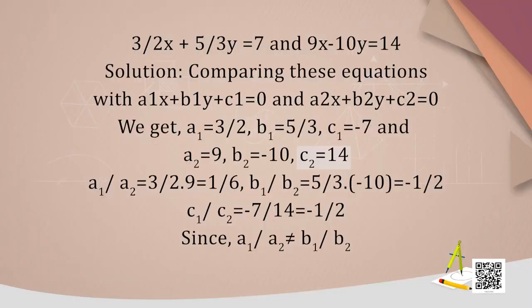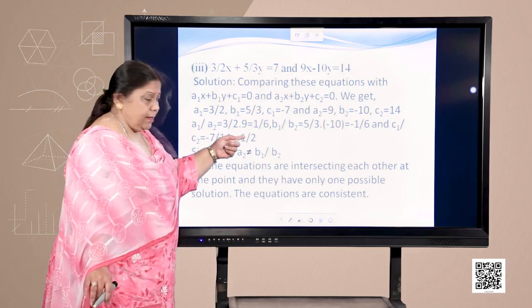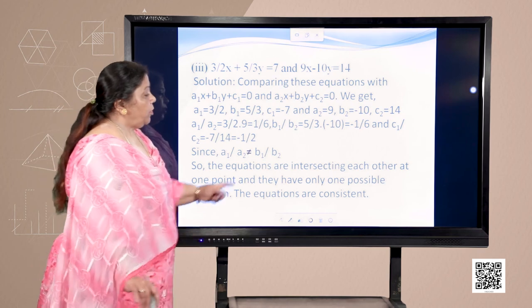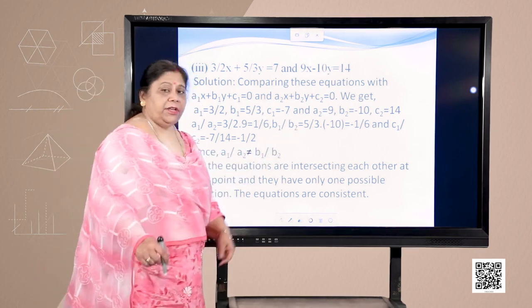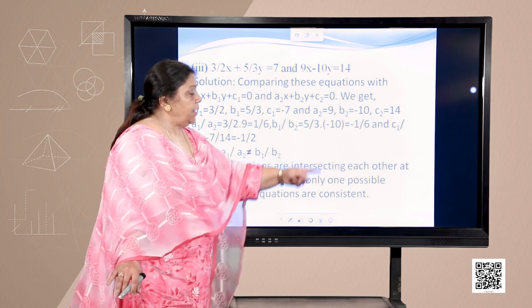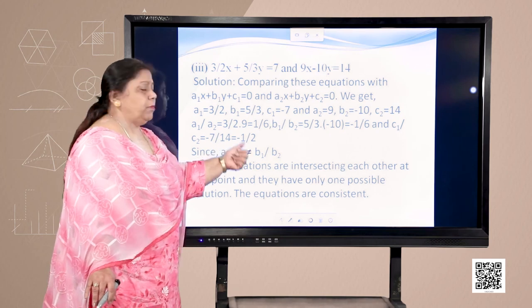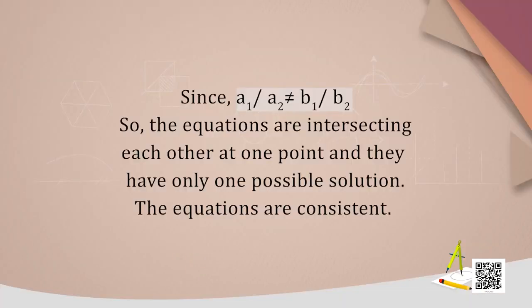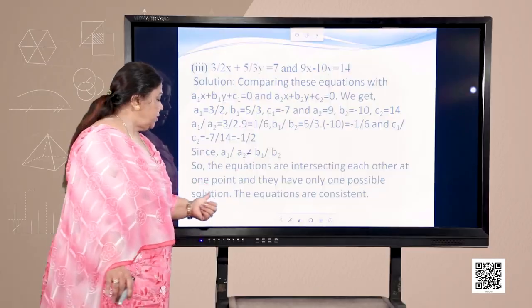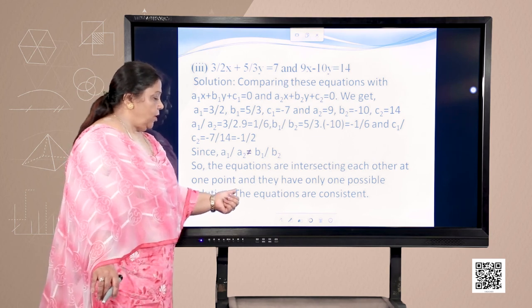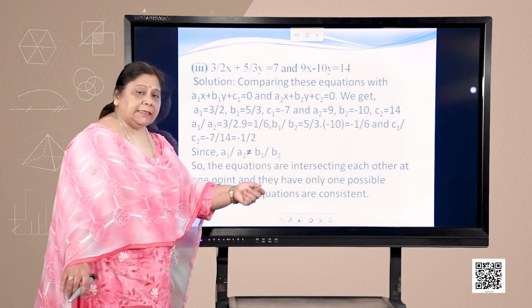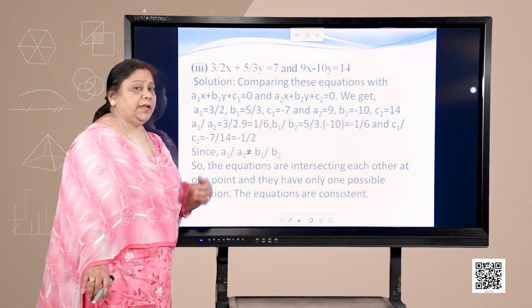We can see here a1 upon a2 is equal to 3 upon 2 into 9, that is 1 upon 6, b1 upon b2 is equal to 5 upon 3 into minus 10, that is minus 1 upon 6 and c1 upon c2 is minus 7 upon 14, that is equal to minus 1 upon 2. We can see here a1 upon a2 is not equal to b1 upon b2. So, the equations are intersecting each other at one point and they have only one possible solution. So, the system of equations are said to be consistent in this case. Let us look into the next part.